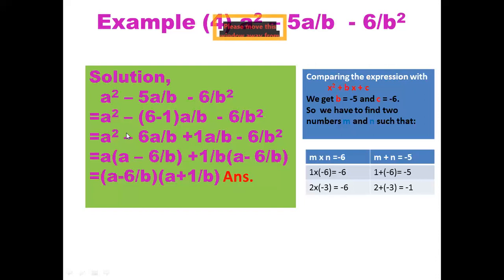If you take a common now, then a minus 6b, and here plus 1b, 1b common. If you take 1b common, then here is left a, and here left minus 6b, because there will be b square. B square means b into b. We have taken 1b already common. Now what is left? A minus 6b is common in both. Right, here a minus 6b, and what is left here? A plus 1b is another factor. Like this, we have to factorize these trinomials.